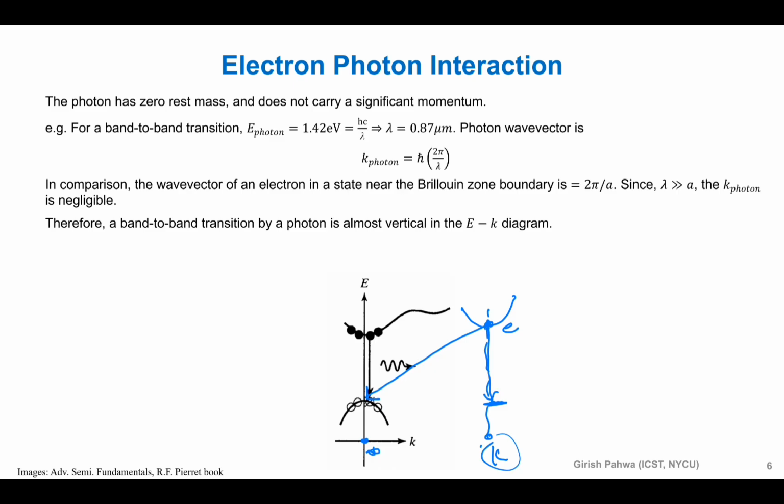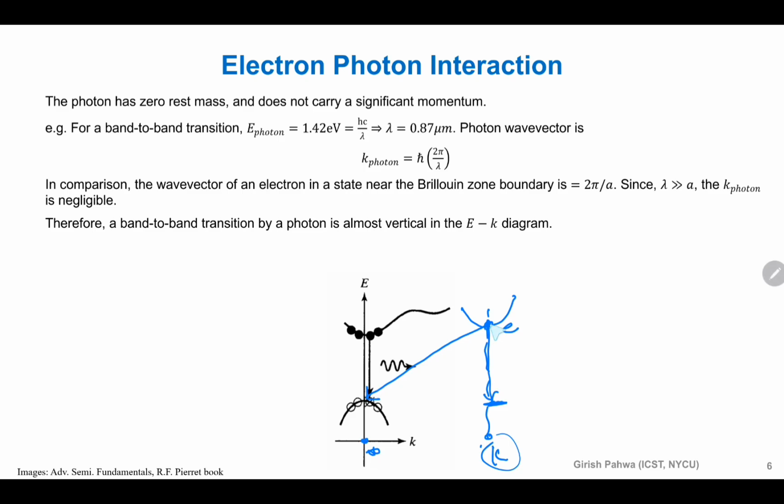Okay? So it's a very simple process. The simpler the process, the more its probability will increase. If you make the process complex, you will see that the probabilities of such processes will decrease. This type of transition is possible in an indirect band gap semiconductor as well, but it cannot happen just via a photon. You will have to involve some other particle also.